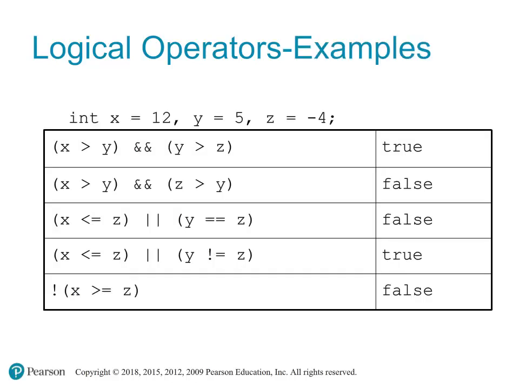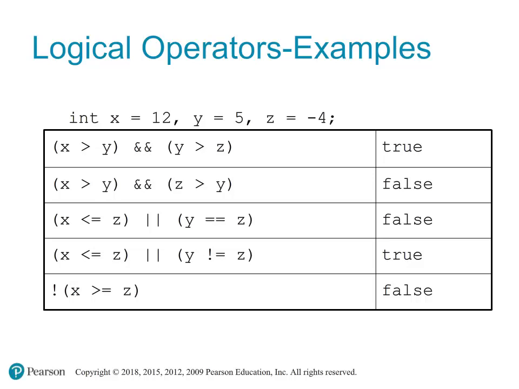We will look at how to evaluate complex logical expressions using variables and the logical operators. Integer x equal 12, y equal 5, z equal -4. So three integer variables x, y, and z are initialized with the values 12, 5, and -4 respectively.